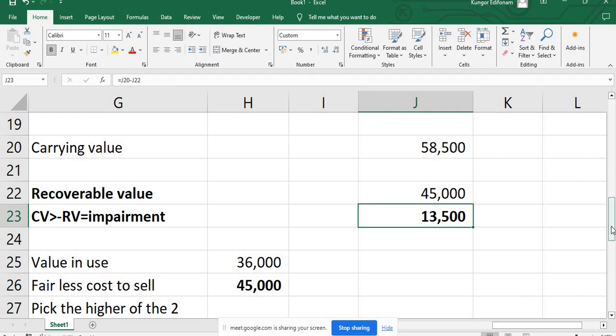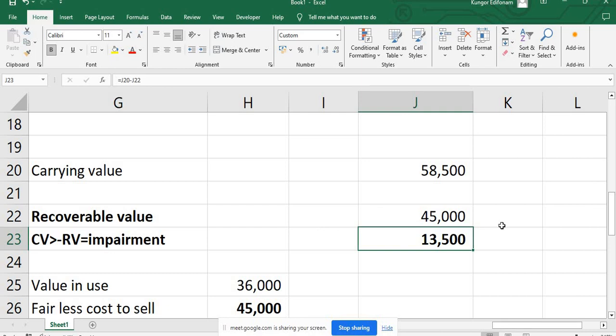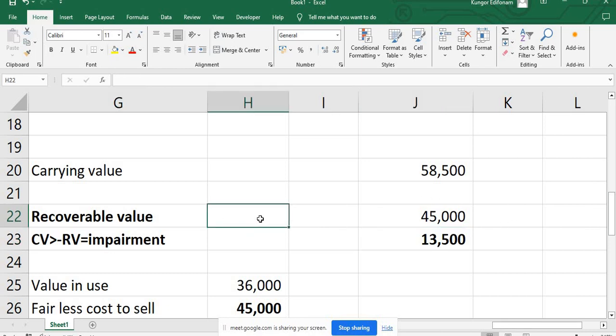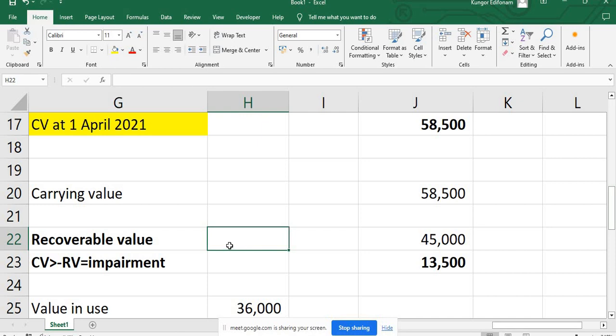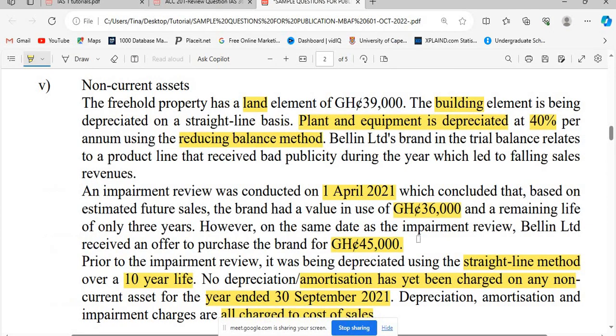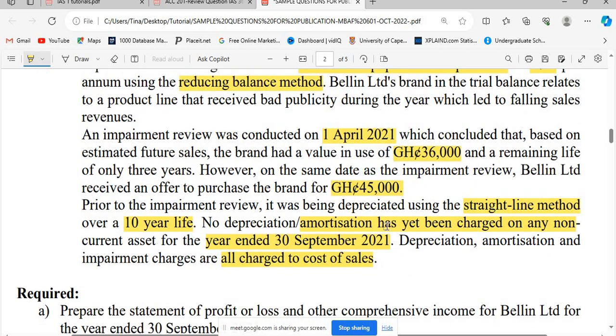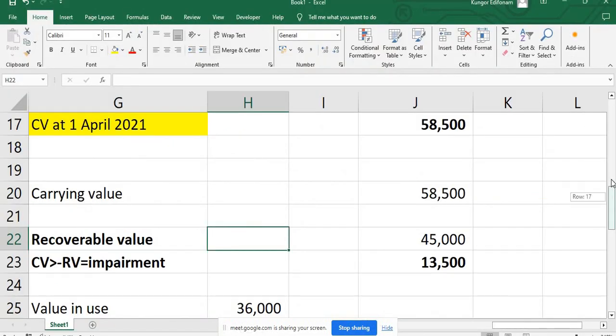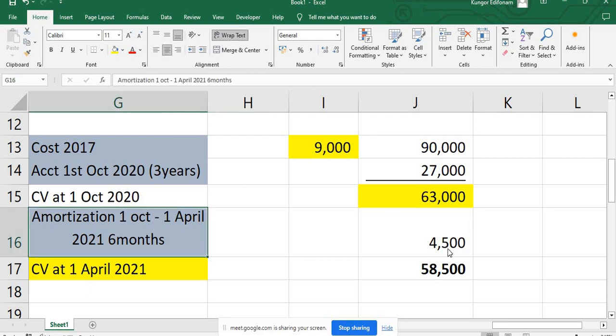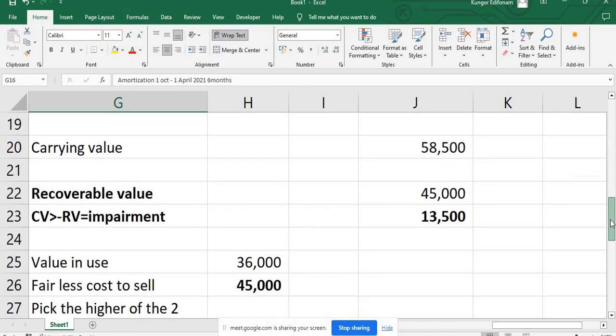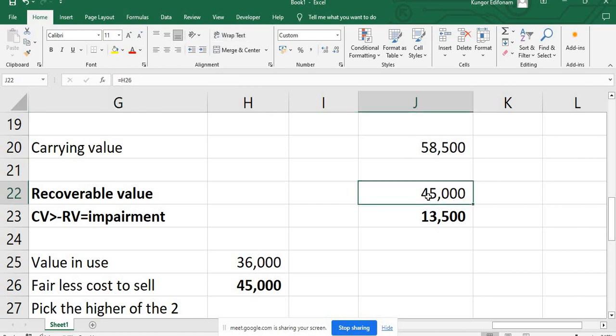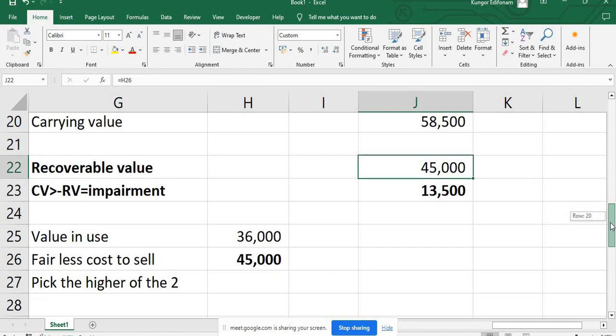So now, the recoverable value is the value as at 1st April 2021. Okay. So we need to know the amortization for the remaining 6 months. That is why I said this part is very important, as they told us. They said amortization has not been charged on any non-current asset for the year ended. We did the first 6 months, which was 4,500. So for the remaining 6 months, the value of the asset is now 45,000.